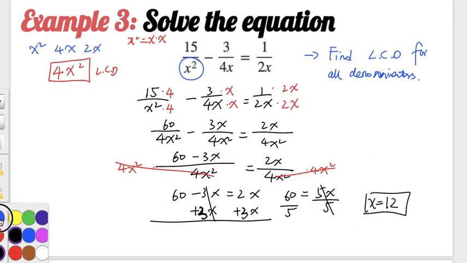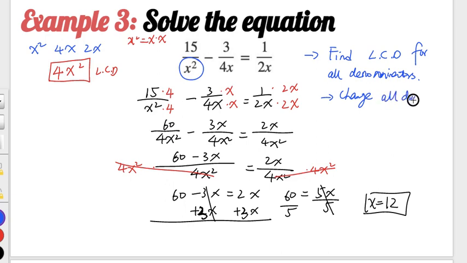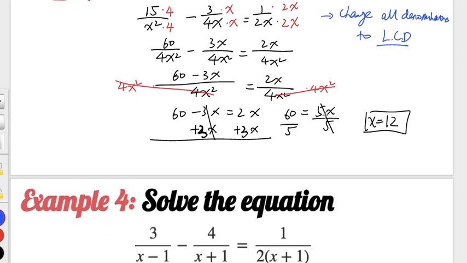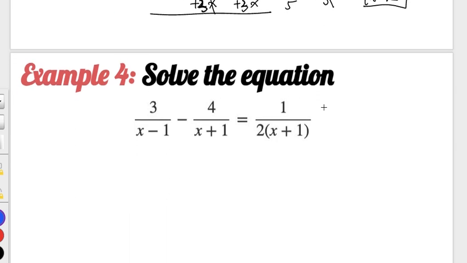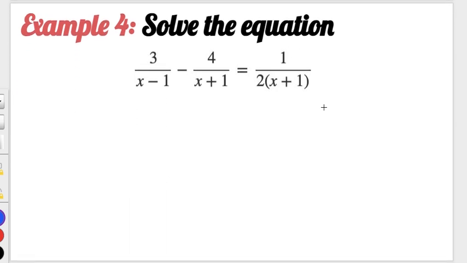We just need to find the LCD, and then we change all denominators like we did in the past to the LCD, because we need to change everything to be the same. That's how we can continue our operation between fractions. Okay, let's check the very last one. We are going to challenge ourselves today.